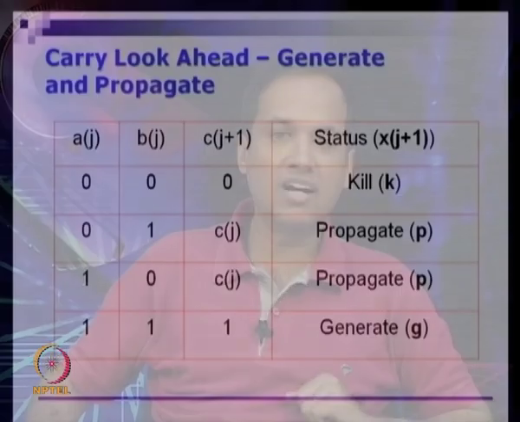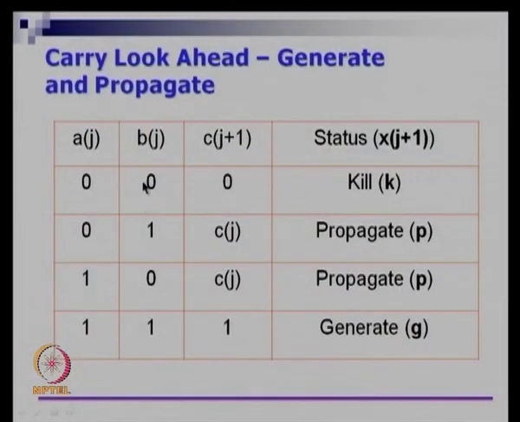So this is called the kill condition. A kill condition happens when both A of j and B of j are 0, because without looking at C of j, I can say that C of j plus 1 is killed, or it's going to be 0. Similarly, if A of j and B of j are both 1, again without looking at C of j, I can say that I have to generate C of j plus 1 to be a 1. I have to make that carry to be a 1. I will call that the generate condition.